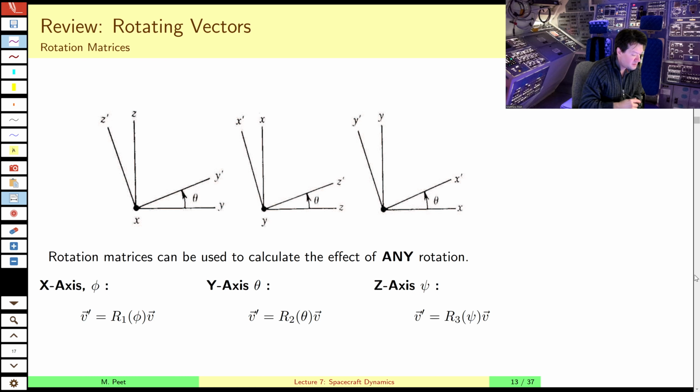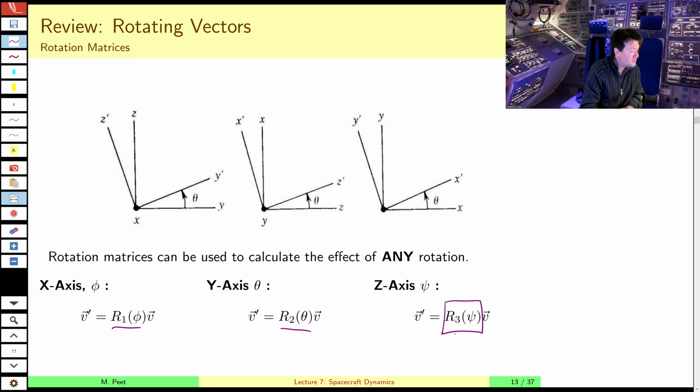So again, we have the classical 1-2-3 rotation matrices predefined for any rotation about an X, Y, or Z axis. In particular, we call a rotation about the X-axis an R1 rotation, a rotation about the Y-axis an R2, and a rotation about the Z-axis an R3. On the next slide, I'll give the formula for what those three matrices are.